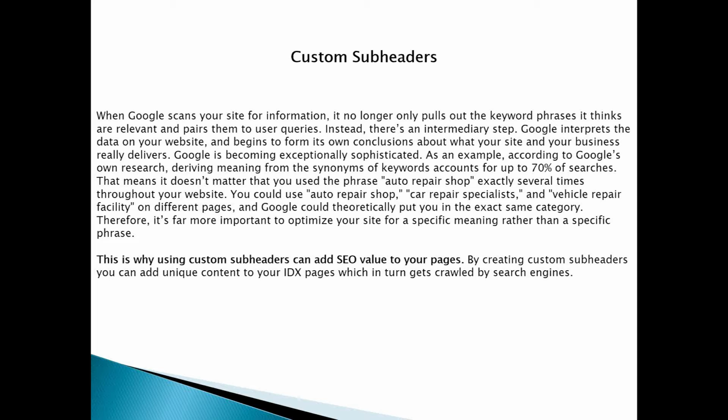As an example, according to Google's own research, deriving meaning from synonyms of keywords accounts for about 70% of searches these days. That means it doesn't really matter that you use the phrase auto repair shop exactly several times throughout your site. You could use auto repair shop, car repair specialist, vehicle repair facility, etc. on different pages, and Google should theoretically put those in the exact same category. Therefore, it's far more important to optimize your site for specific meaning rather than a specific phrase. This is why using custom subheaders can add SEO value to your pages. By creating custom subheaders, you can add unique content to your IDX pages, which in turn gets crawled by search engines.